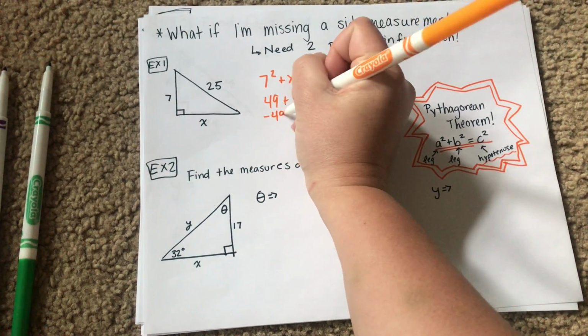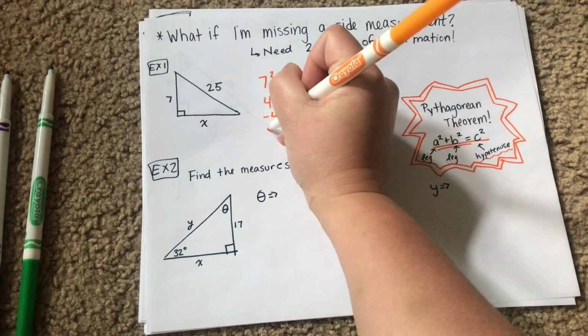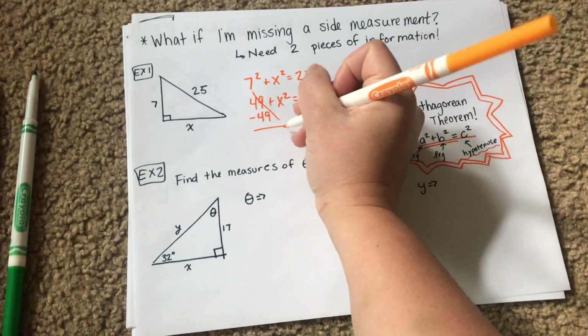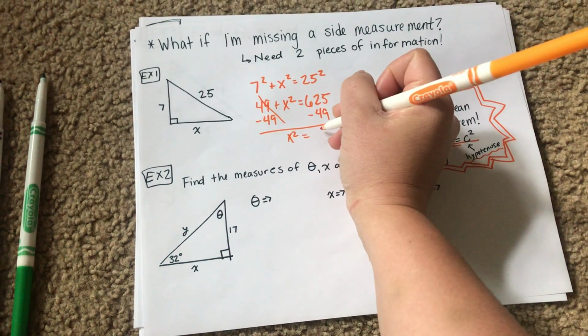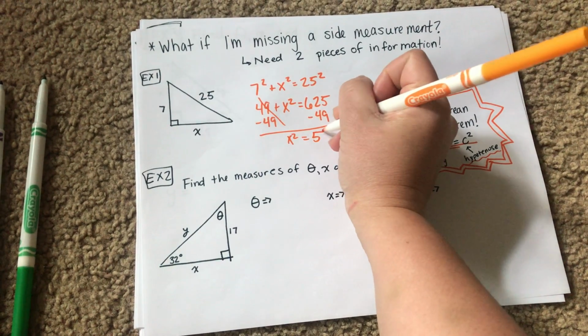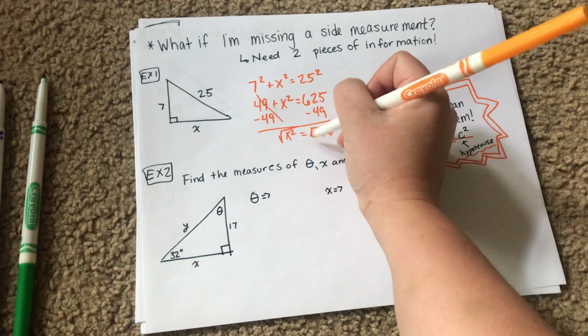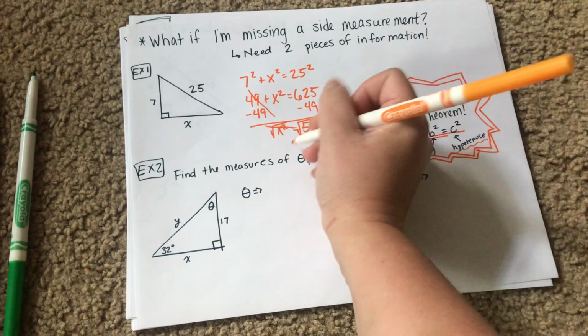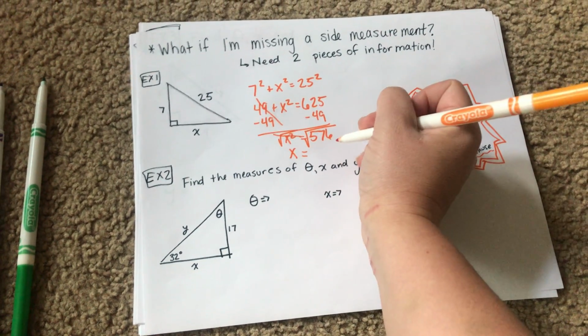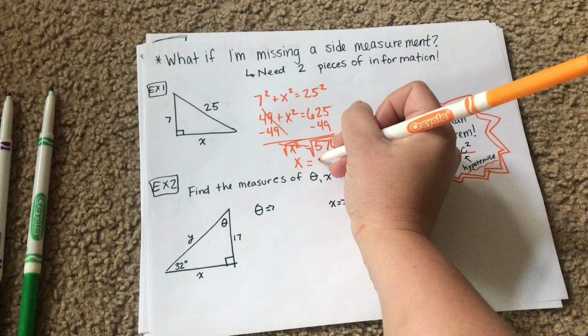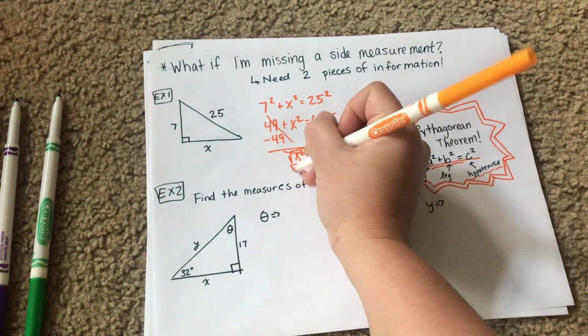I'm going to subtract 49 from both sides. That's our inverse operation of addition. So I have x squared equals 576. So that's what our x squared is. To undo x squared, I have to take the square root to cancel out that squared. I'm left with x equals the square root of 576, which is 24.